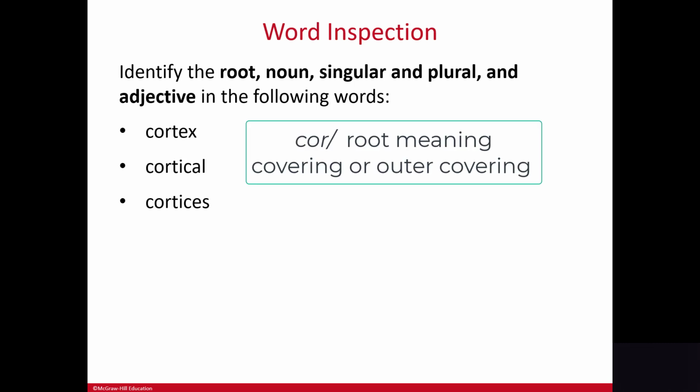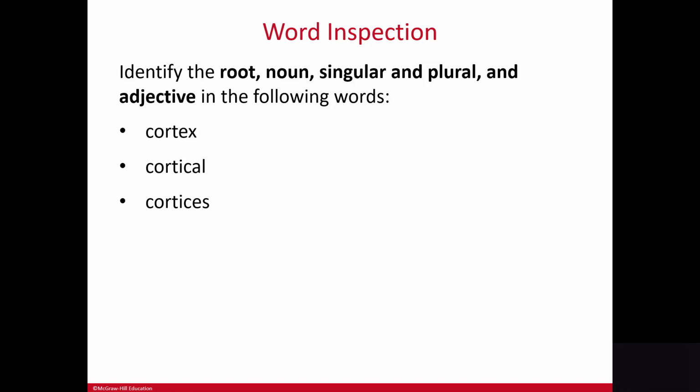So cort, C-O-R-T, is the root term meaning covering or outer covering. So the noun is cortex. It's also the singular form. The plural form is cortices, and the adjective form is cortical. So if you have trouble with the plural form, remember, go back to, I think, chapter 2 that covered plural forms. The plural form is cortices, and the adjective form is cortical.